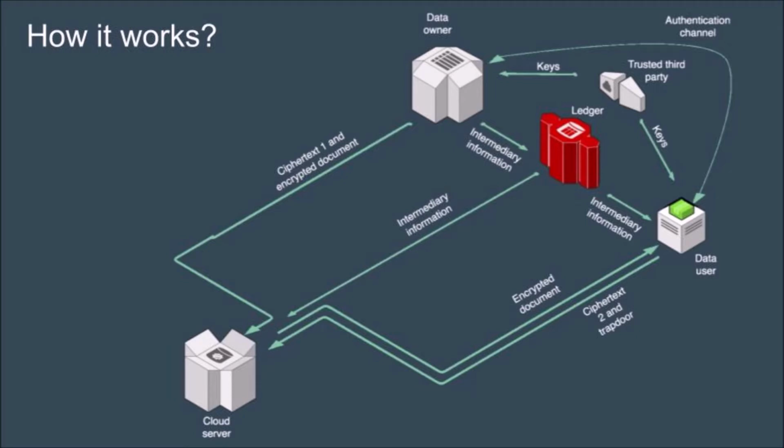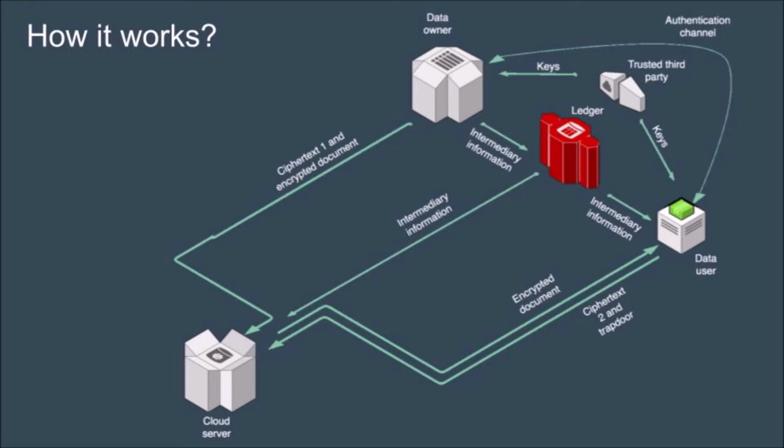She sends the ciphertext and the encrypted document to the cloud server and sends the intermediary piece of information to the blockchain network. Now, this intermediary piece of information is extracted by the Bob, the doctor, to generate a search token using which he searches over Alice's encrypted document in the cloud server.